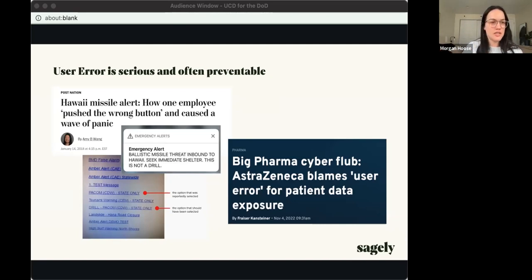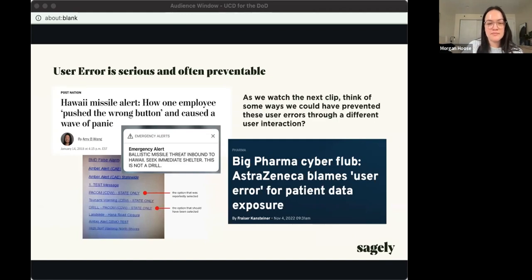This is an interesting example because obviously it was human error of leaving credentials on a public forum like GitHub. But there's always something we can do with the user experience to prevent user error like that. So we're going to watch another quick clip. As we do, think of some ways that we could have prevented these user errors through a different user interaction.